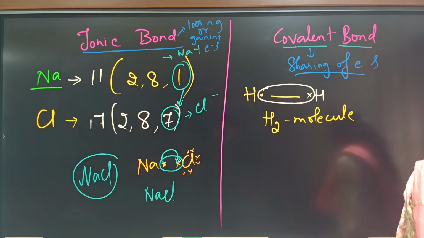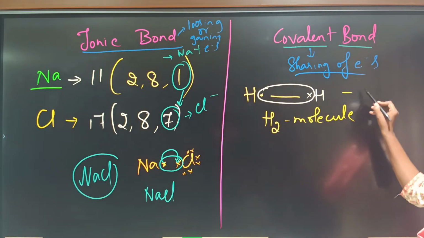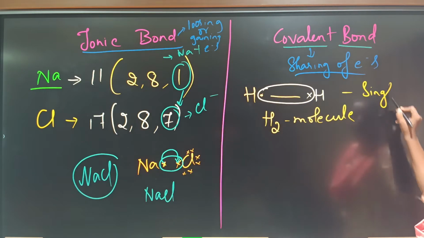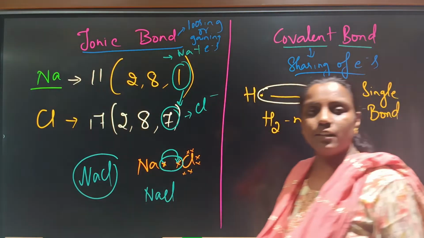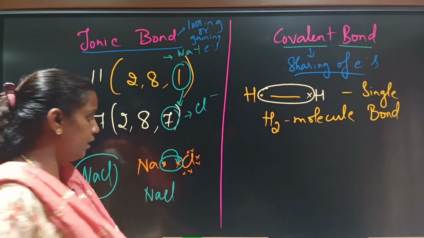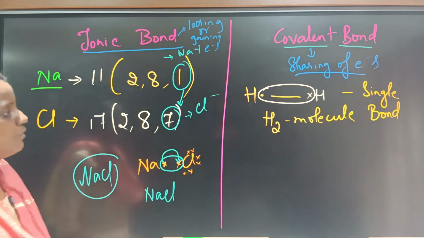So here a single bond is formed, a single line. Can you see this single line? So this we call a single bond. Okay, it is called a single bond. Now, till here everyone understood? Fine.